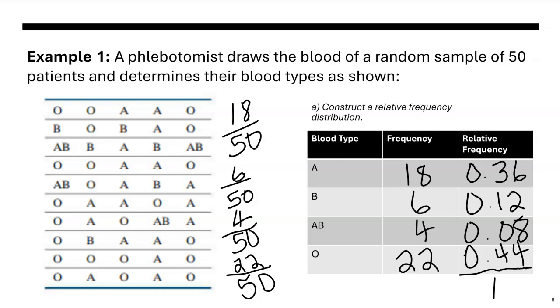We got our frequency of each blood type, and then this is the percentage or the proportion. It's not a percentage yet, but we could change it to a percentage. But this is the proportion that each blood type is of the whole sample. All right. And then there's a few more questions that we want to answer.